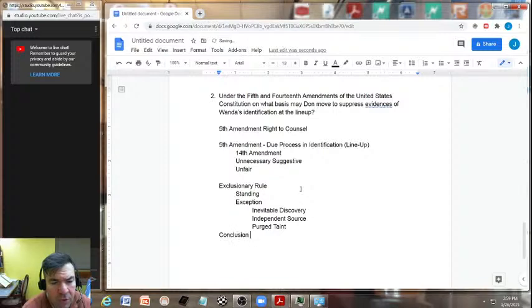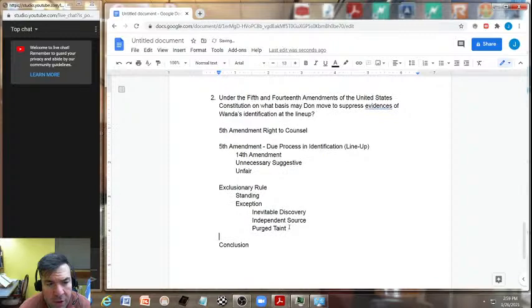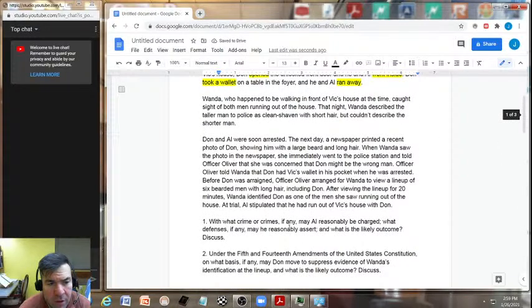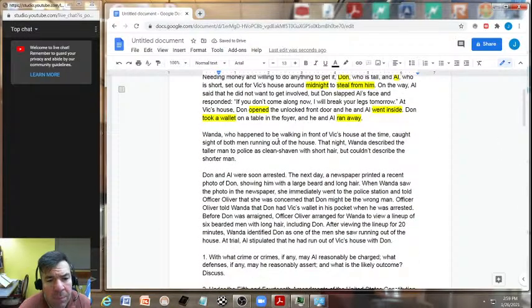Okay. Now let's go through and finish out our reading. Now, Wanda, who happened to be in front of Vic's house at the time, caught sight of both men running out of the house that night. Again, big deal for our burglary charge. Wanda described the taller man to the police as clean shaven with short hair, a very important aspect for identification in a lineup, but couldn't describe the shorter man.